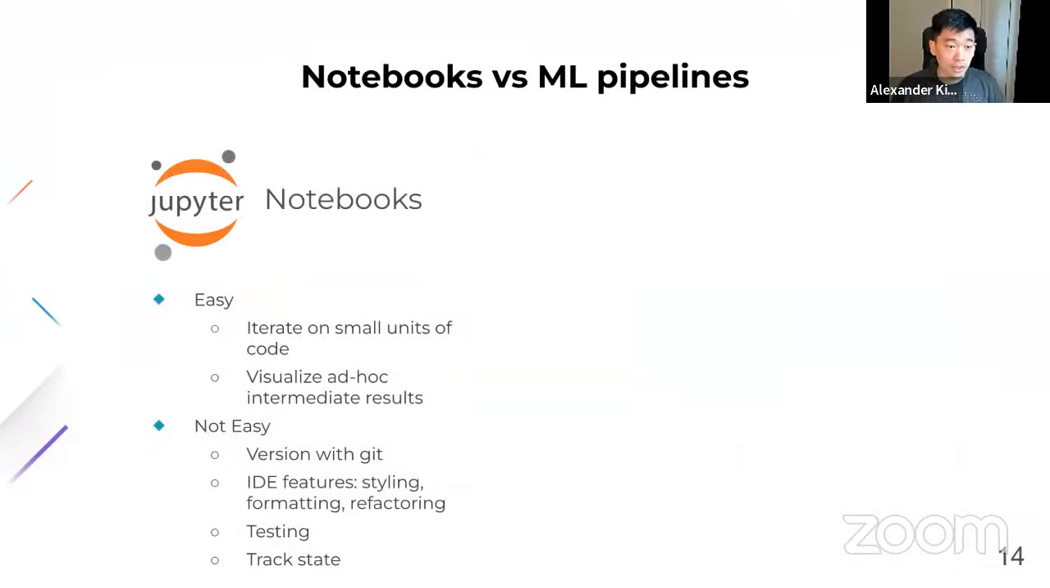Let's quickly summarize a couple of things that are easy to do in Jupyter notebooks, as well as things that notebooks were not designed to do. It's trivial to iterate on small units of code inside notebook cells and visualize ad hoc results, such as printing out values of different variables or creating plots right inside the notebook. What is not trivial is versioning code changes inside notebooks, using IDE features, and unit testing individual pieces of code. There are projects that try to alleviate some of those issues, but they don't really solve them. On the other hand, we have ML pipelines. So what are they for?